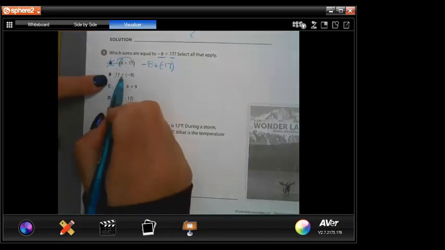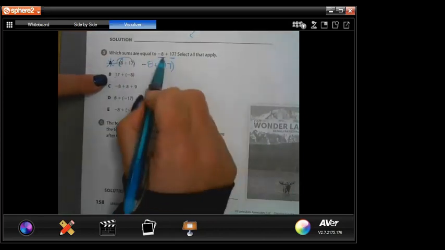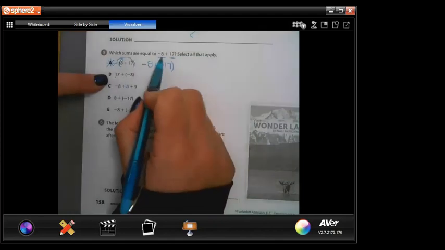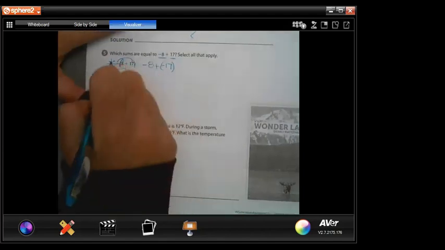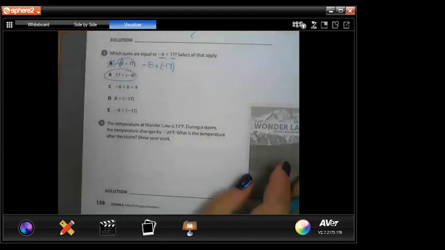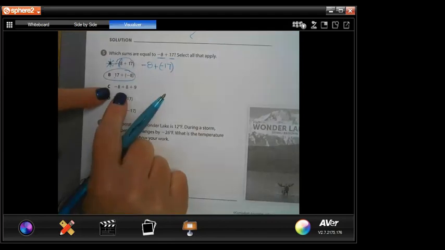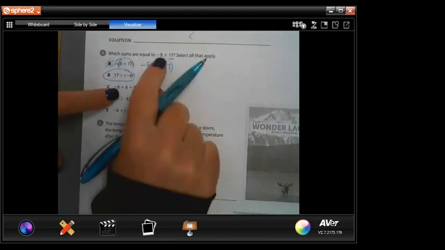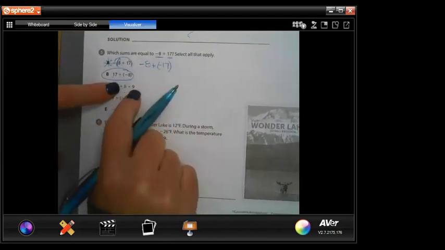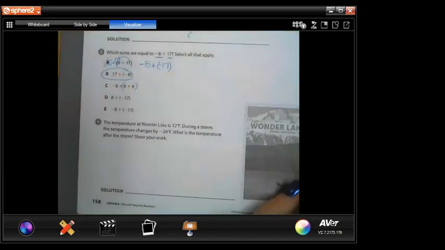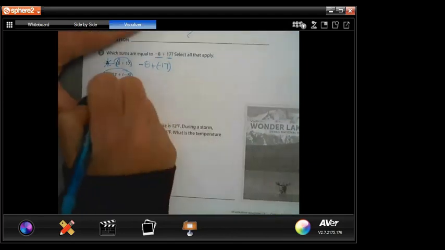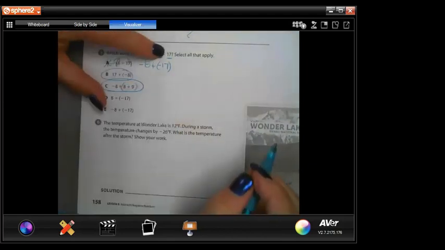Positive 17 plus negative 8. What do you know? Positive 17 plus negative 8. So they use a commutative property to move them around. So B is just like that. Okay, look at C. So we have a negative 8. Sweet. Then we have an 8 and 9. Well, what do you know, 8 plus 9 is 17. So these would be just like this.